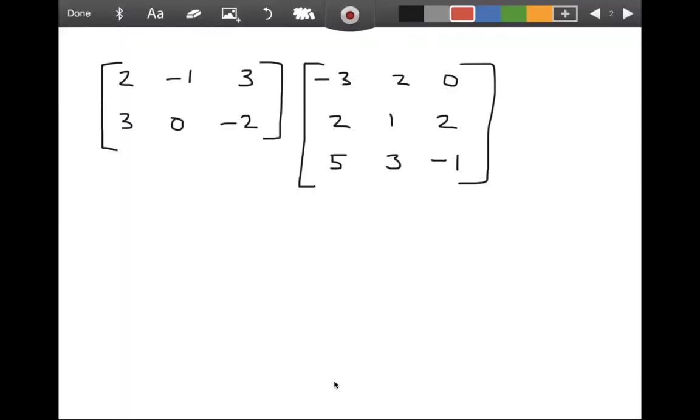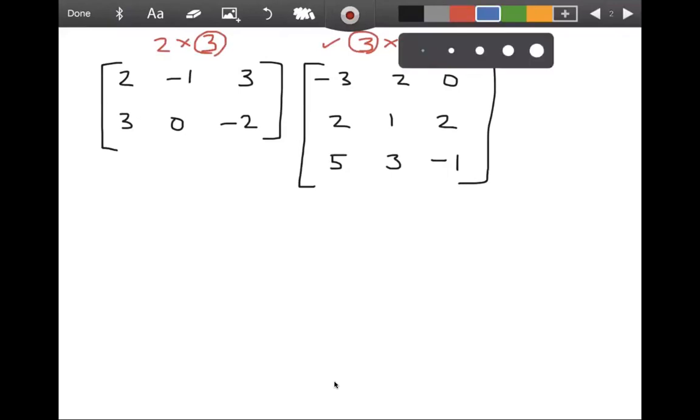Okay, so first let me point out that this is a 2-by-3 matrix. It has 2 rows and 3 columns. This is a 3-by-3 matrix. Since these inner two numbers match, that means the operation is defined, and the product is going to have 2 rows and 3 columns. All right, so let's talk about what that comes out to be.